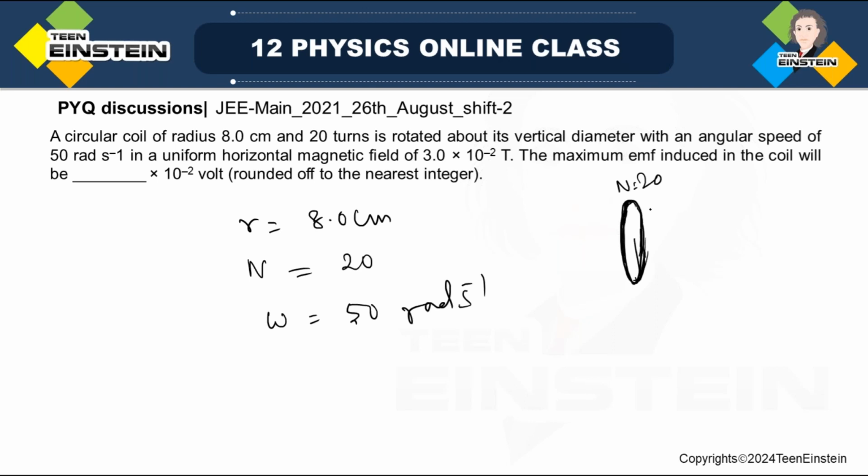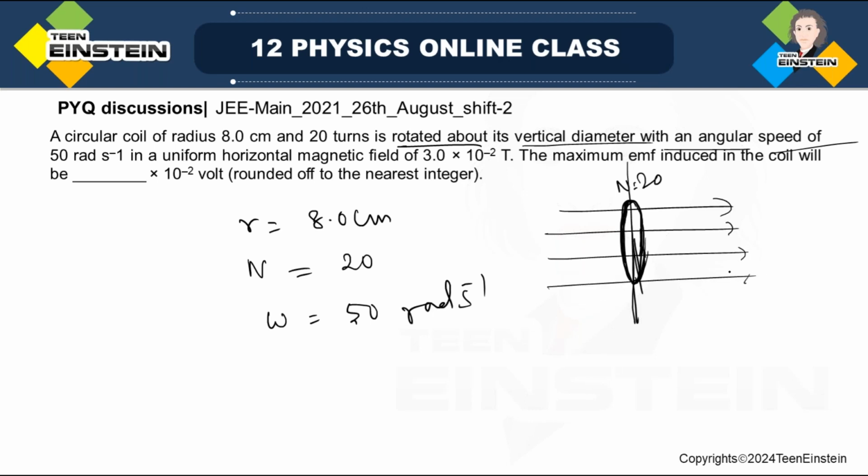Area of cross section, radius is given. Okay, radius is given, and this particular circular coil is actually rotated about an axis, about its vertical diameter. Vertical diameter means this one. It is rotated about vertical diameter in a region of uniform magnetic field, horizontal magnetic field. So you have horizontal magnetic field like this. So horizontal magnetic field is there, and in that this is rotated with certain angular velocity omega. So the maximum induced EMF in the coil will be dash into 10 to the power minus 2 volt.